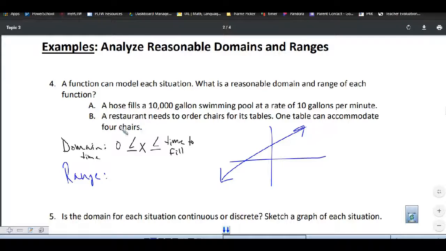And then the range is going to be the gallons in the pool. And so again, you've got something that is greater than or equal to 0. So this would be the water or the gallons in the pool, and then less than or equal to the maximum, which is given to us there, 10,000.